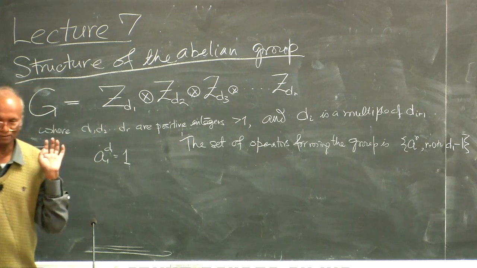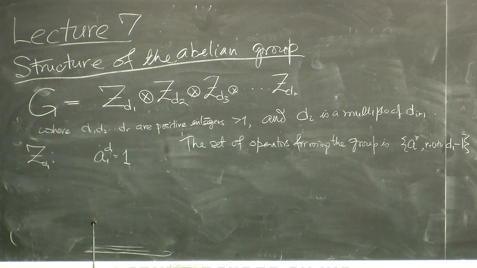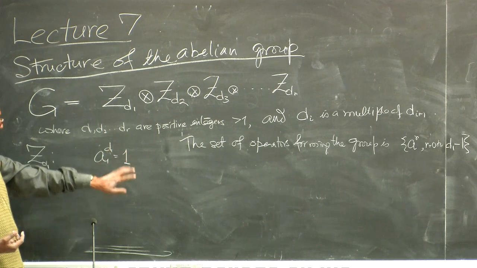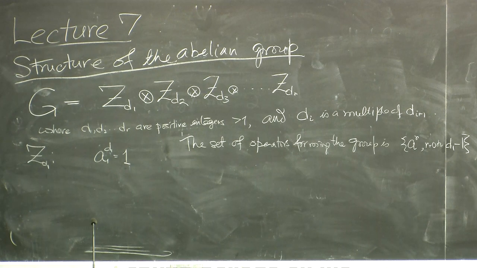That's the name mathematicians have given it. If you take an operator, just raise it to all possible powers, then using this reduction rule, all the powers can be restricted to be less than d1. Then you multiply two such operators, you get another one in the same list and it satisfies all the group properties. And what else is there to say? Nothing much. So that's my abelian group, Z_d1. Easily understood.